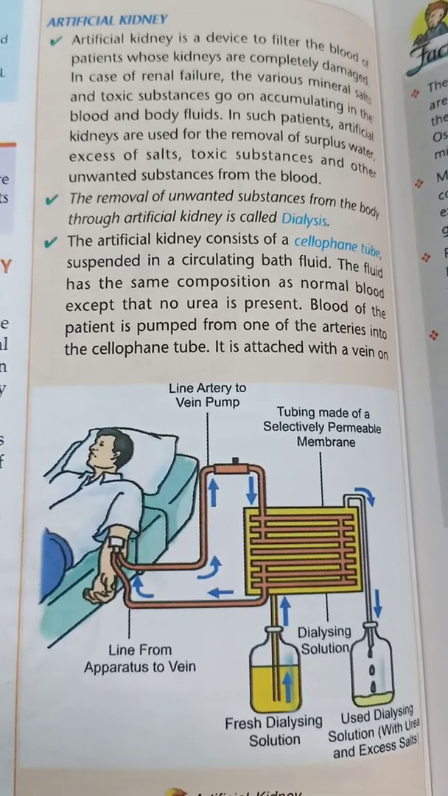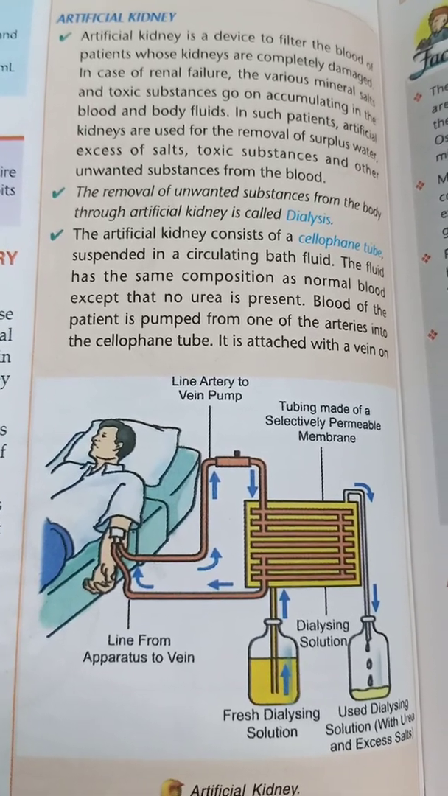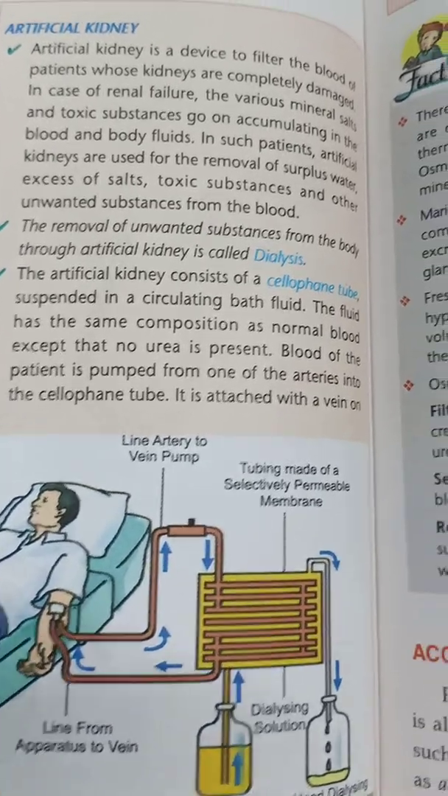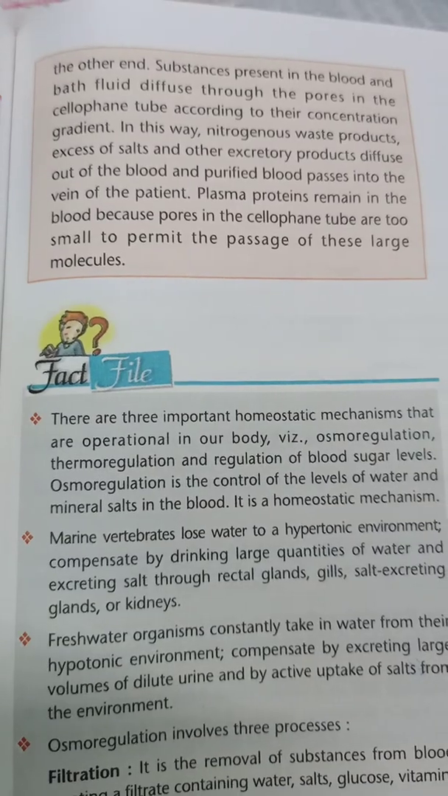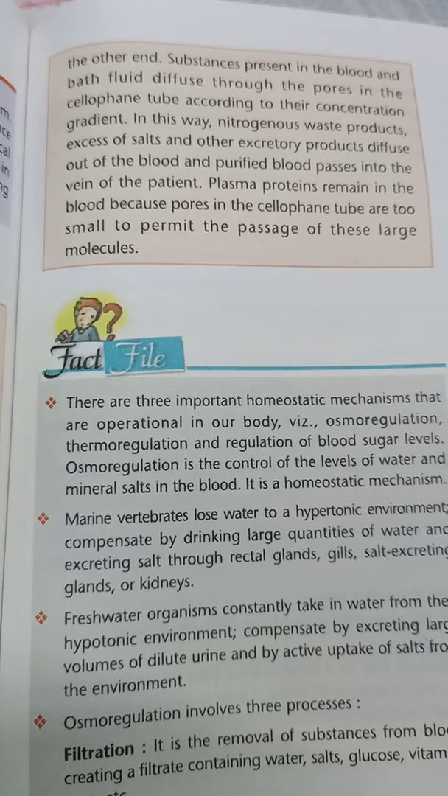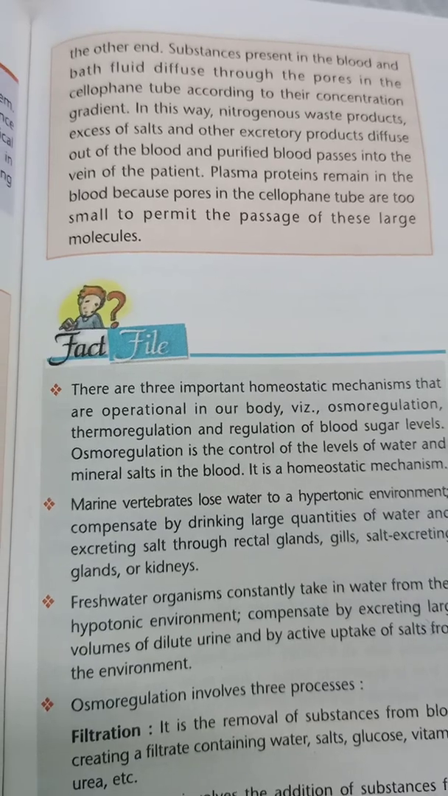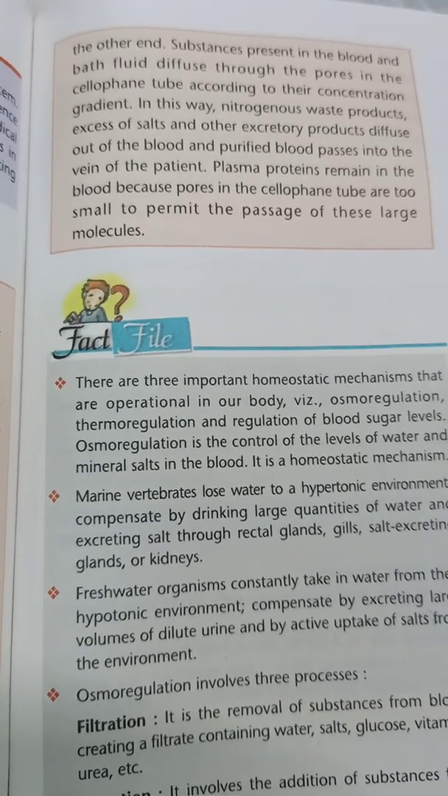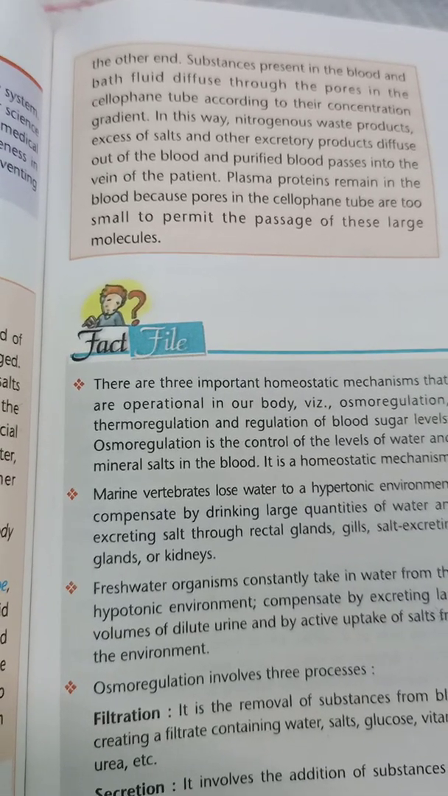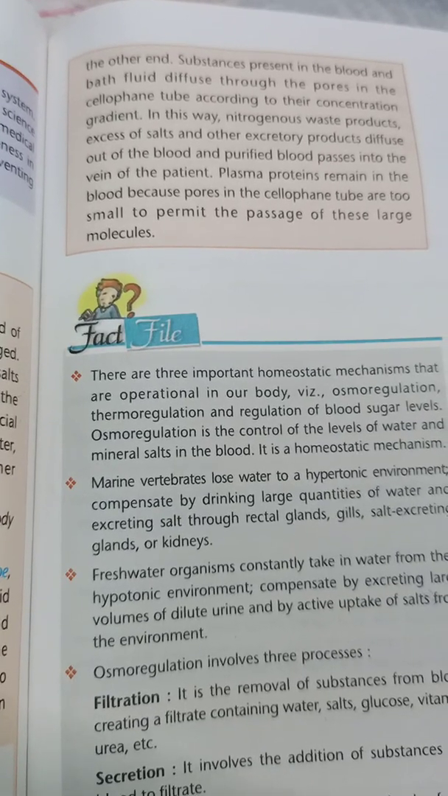Now the blood of the patient is pumped from one of the arteries into the cellophane tube. Then it is attached with a vein on the other end. Substances present in the blood and bath fluid diffuse through the pores in the cellophane tube according to their concentration gradient. In this way, the nitrogenous waste products, excess salts and other excretory products diffuse out of the blood, and purified blood passes into the vein of the patient.